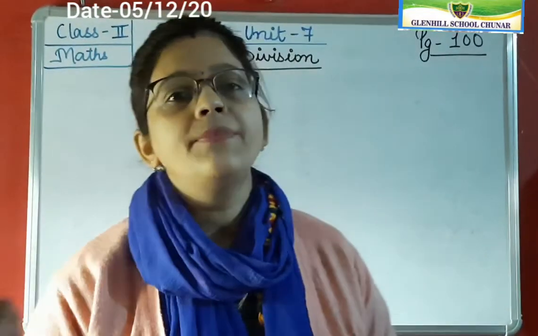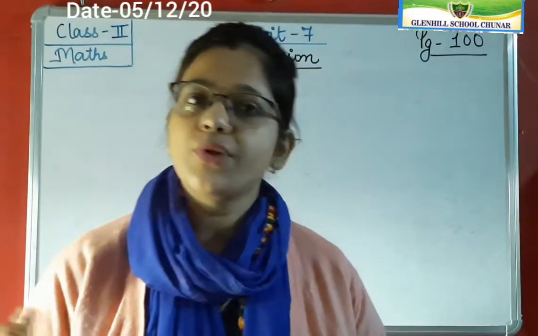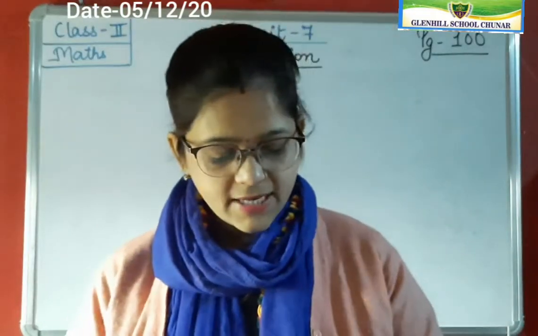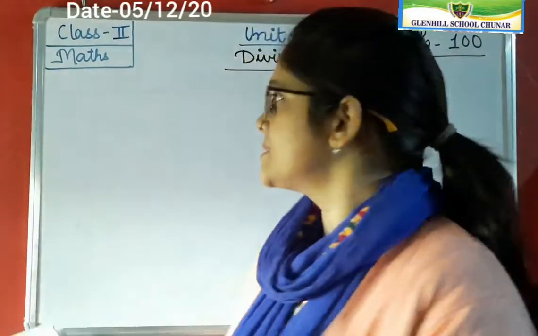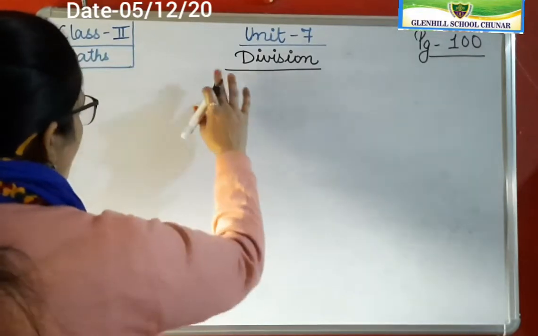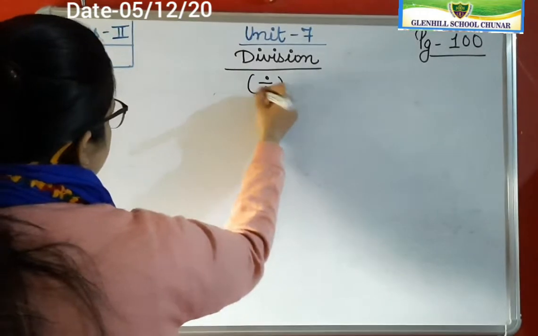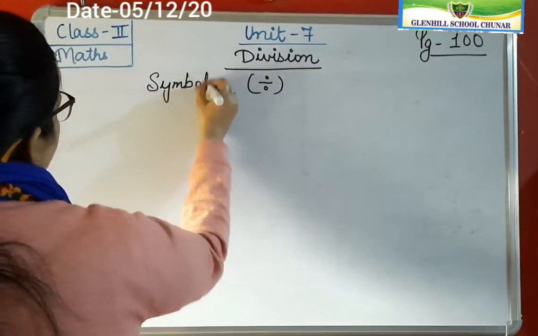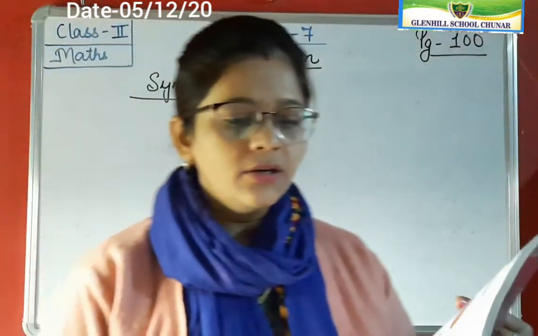When you divide any number equally, 2 numbers, 3 numbers, that is division. Division means dividing equally. You all know the symbol of division is this. It is a symbol.